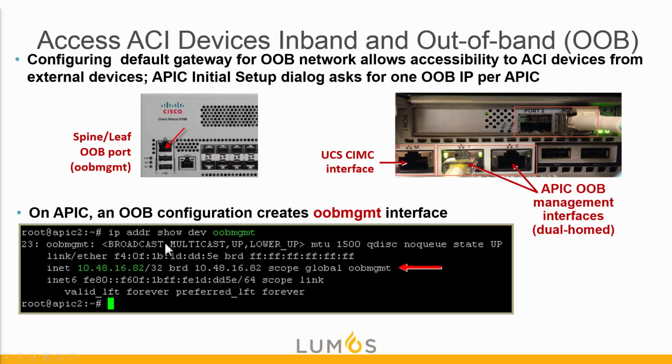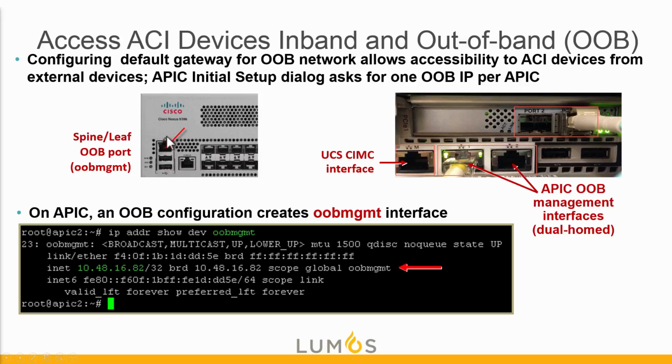If you recall, in the very first wizard, when you bring up an APIC for the very first time, and before you go through Fabric Discovery, if we were on the APIC, we would see, especially if we did an ifconfig, or the newer command ip address show dev for the device, that the name of the device is oobmgmt, so out-of-band management.